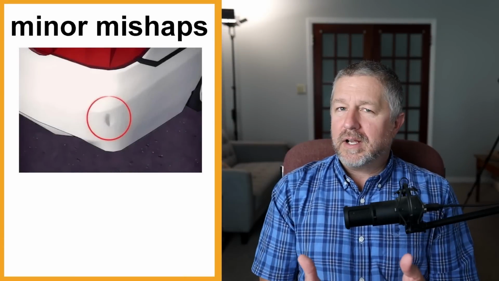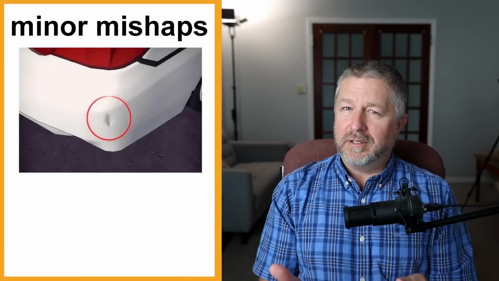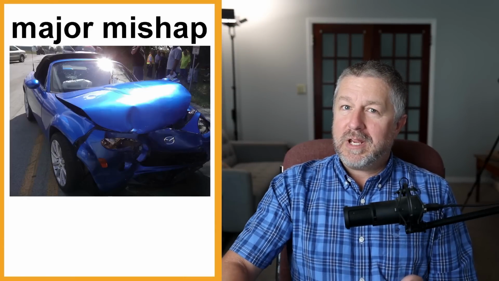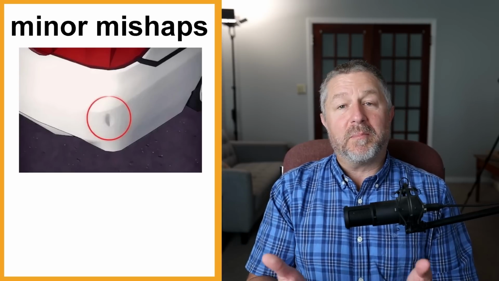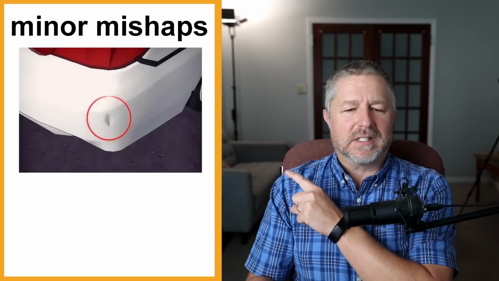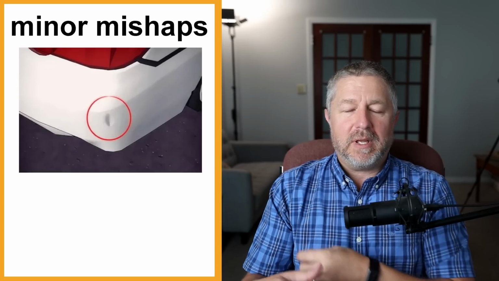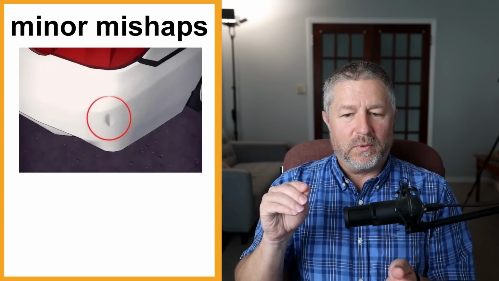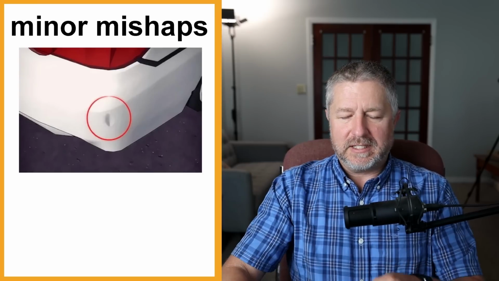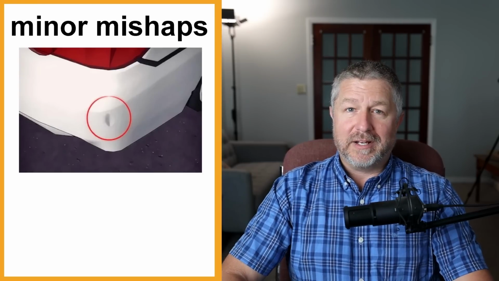So there are two kinds of mishaps. There are minor mishaps and there are major mishaps. This lesson is primarily going to be about minor mishaps. You can see this car has a small dent in it. Maybe this person parked in a parking lot at the mall and someone hit their car and put a small dent in it. That would be a minor mishap.